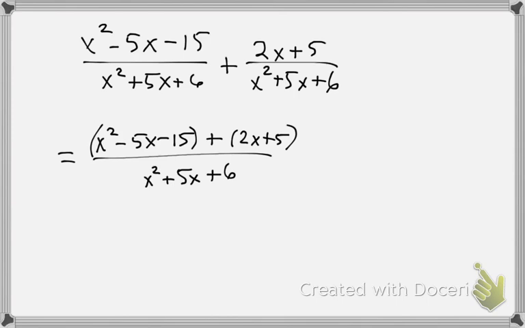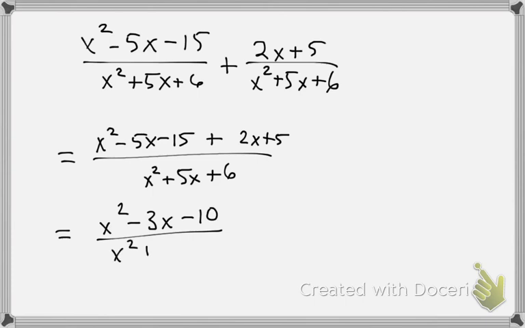And then how do I add polynomials? Combine like terms. So I'm going to get x squared minus 3x minus 10 over x squared plus 5x plus 6. Do you guys see how I did that? Right? And the addition part is done. All we have to check for now is to see if it simplifies, and in order to do that, factor everything.